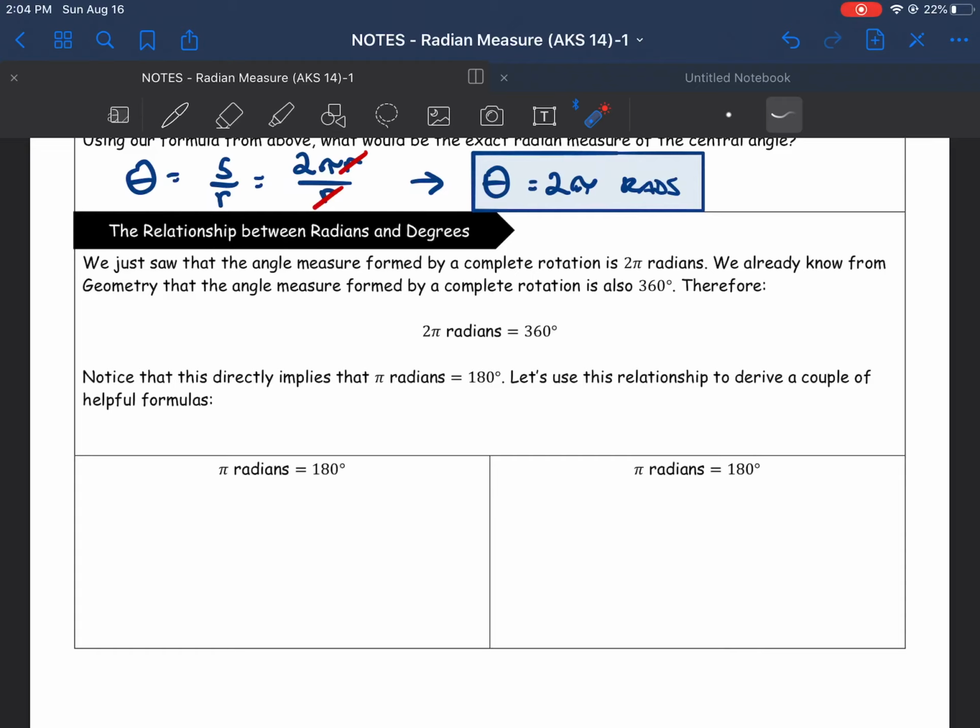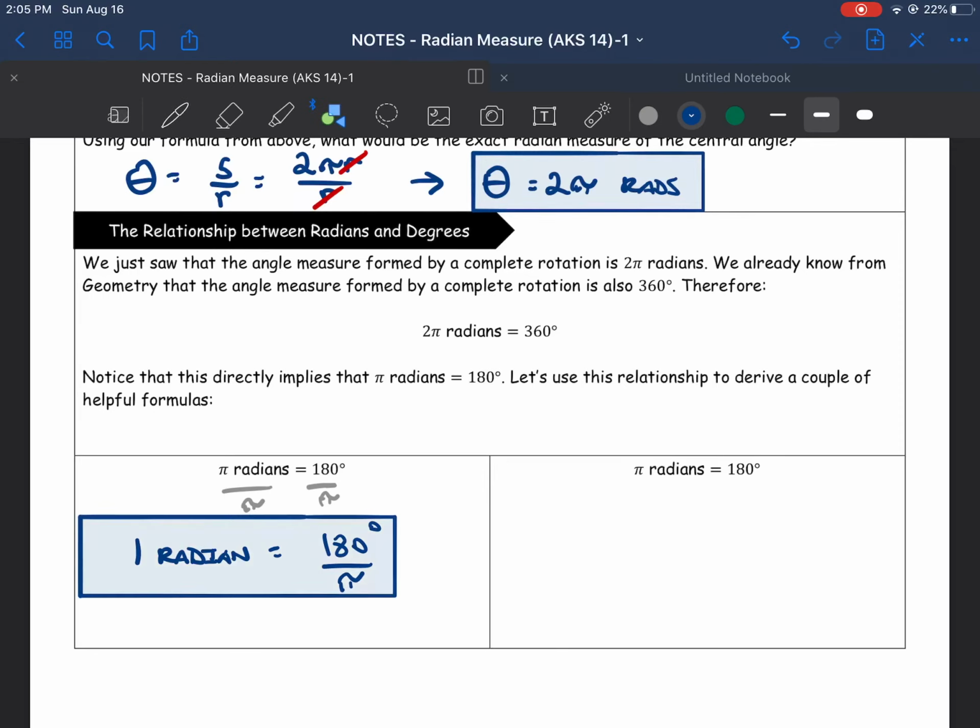So maybe I want to derive the formula for, what is exactly 1 radian? Well, if I wanted to isolate for 1 radian here, let's divide both sides of this equation by pi. And notice that if we divide both sides of the equation by pi, we're left with 1 radian is equal to 180 degrees divided by pi. So this is our formula for 1 radian.